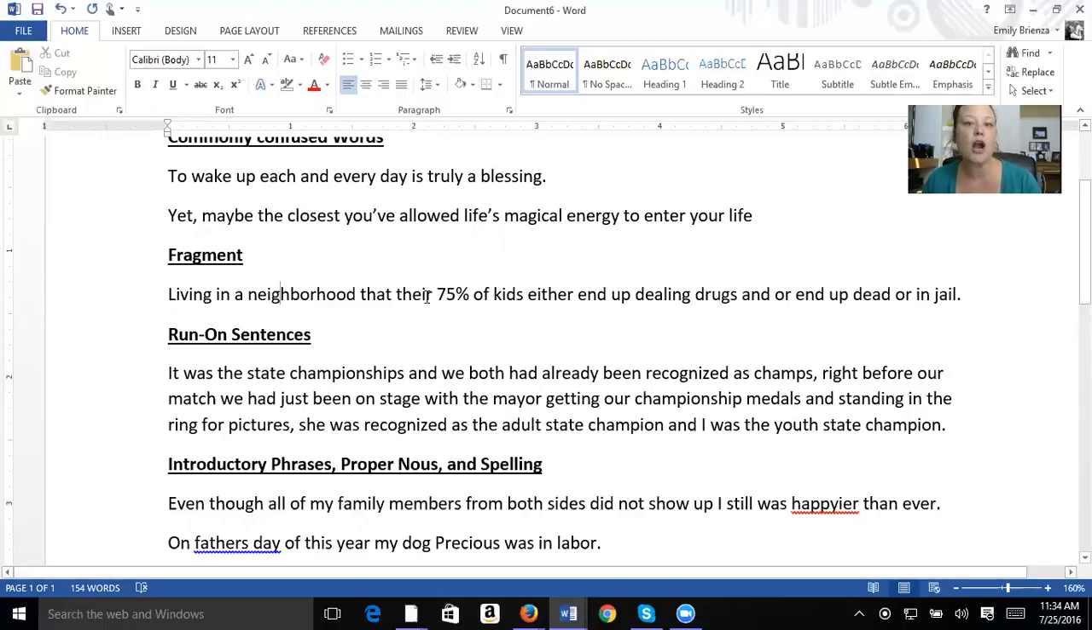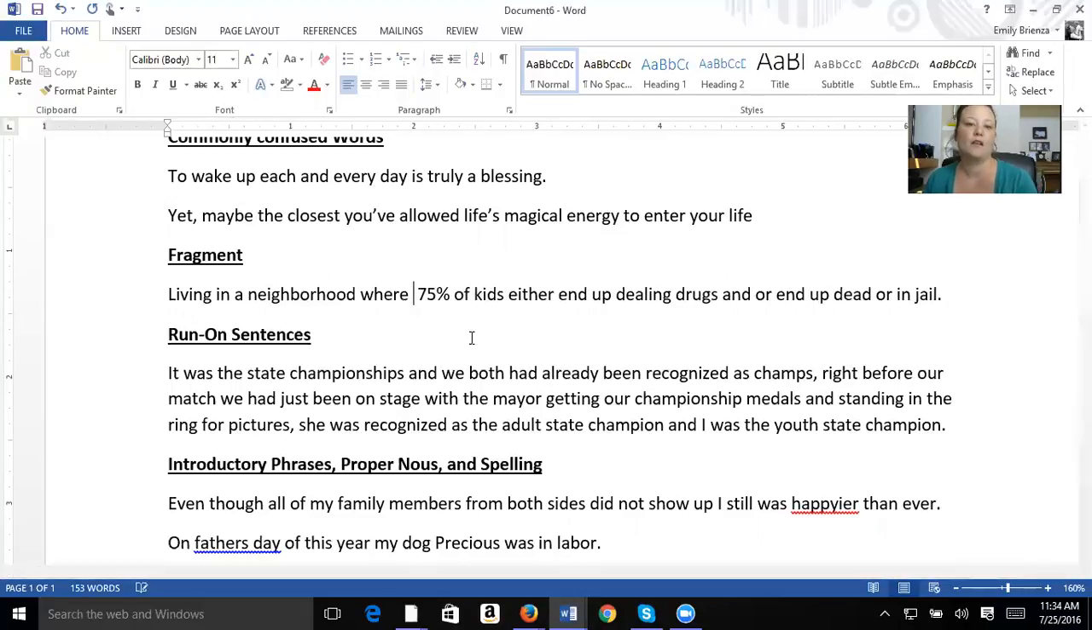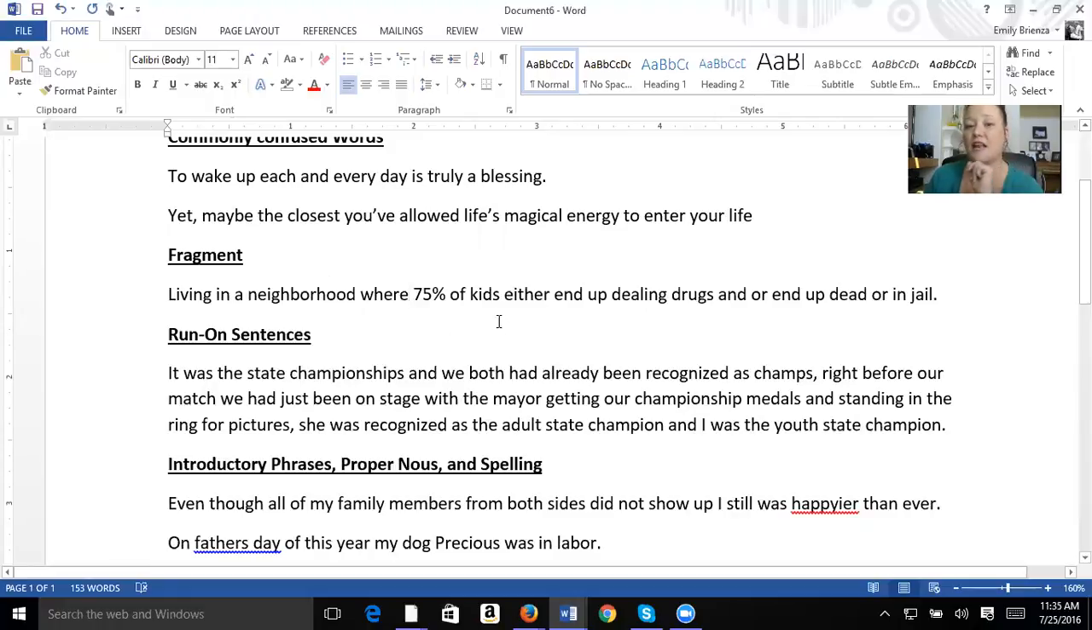So let's start with a commonly confused word. So living in a neighborhood where there. So this is a location, not a person, where there are 75% of kids. Let's see, how about this? Living in a neighborhood where 75% of kids either end up dealing drugs or end up dead or in jail.